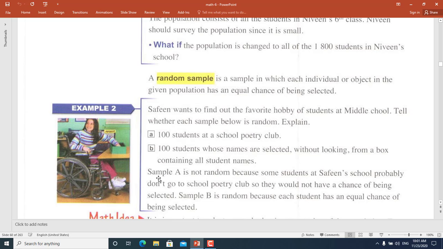Look at it. Sample A is not random because some students at Safin's school probably don't go to the school's poetry club, so they would not have a chance to be selected. Sample B is a random sample, because each student has an equal chance of being selected.